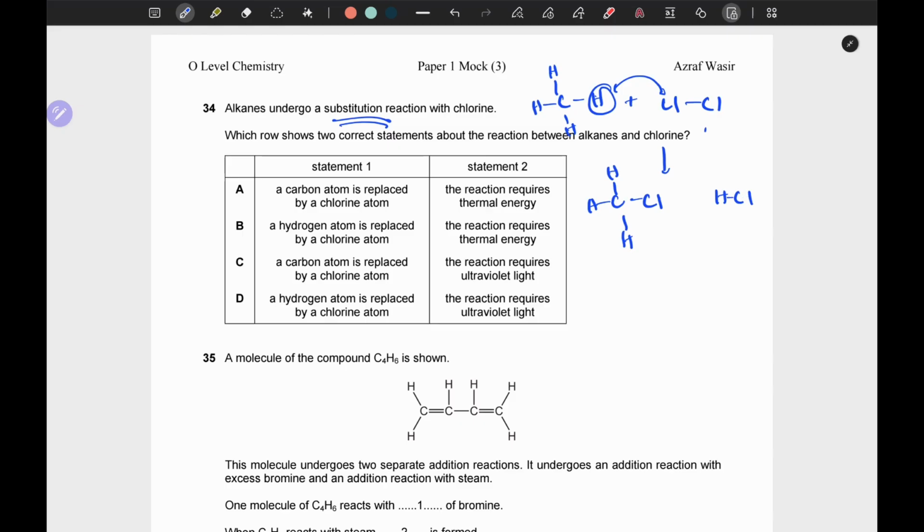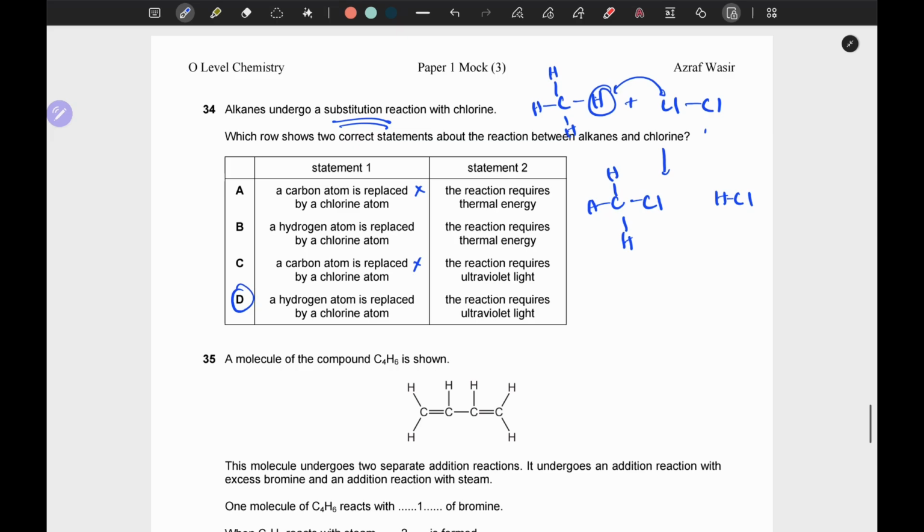So in that case, statement 1, a carbon atom is replaced by a chlorine atom. That doesn't work, so those are out. So it's between B and D. And in statement 2, the reaction requires thermal energy. That is not correct. This reaction of substitution requires ultraviolet light. So the answer for this one is going to be D.